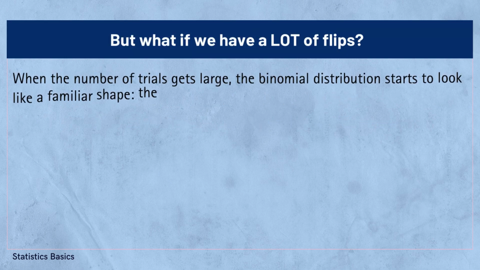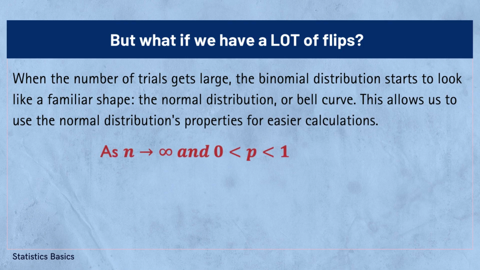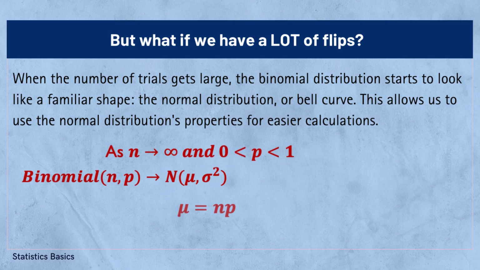But what if we have a lot of flips? As the number of trials increases, this distribution begins to resemble the bell-shaped curve of the normal distribution. This allows us to use the normal distribution's properties for easier calculations.